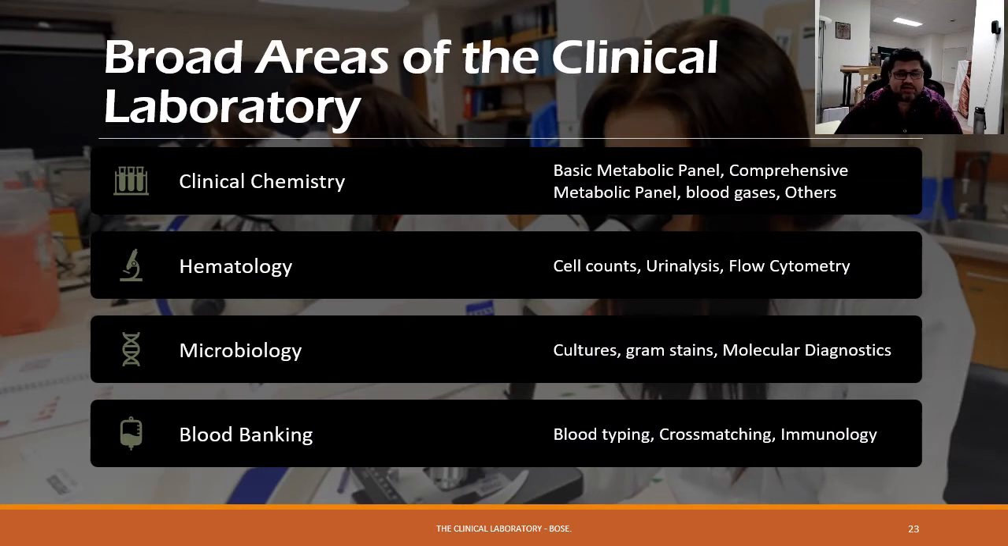So on this slide, you see a number of broad areas of clinical chemistry. So not only does this show you clinical chemistry, but also it talks about hematology, which is specifically clinical chemistry of the blood, microbiology, and blood banking. We will take a brief look at each one of these as a science, not necessarily the reference ranges.